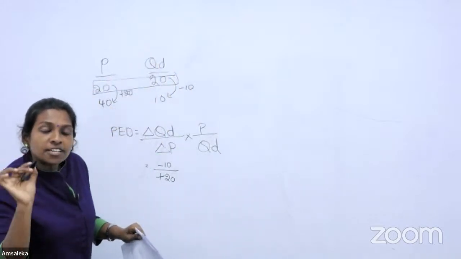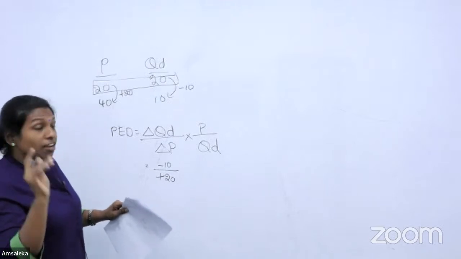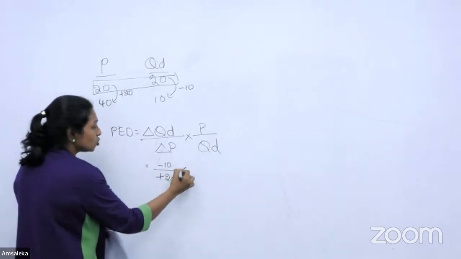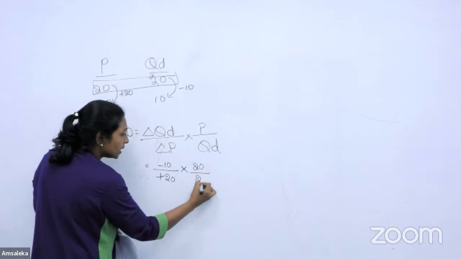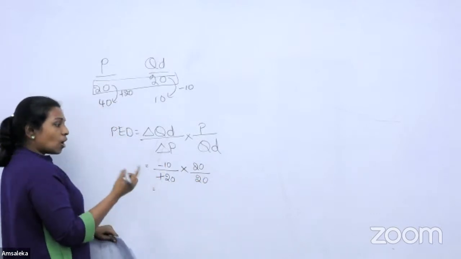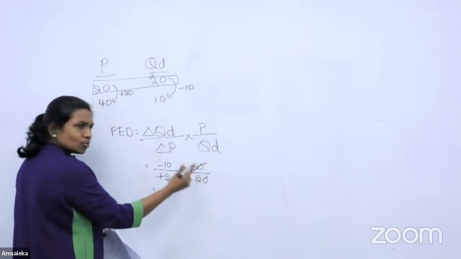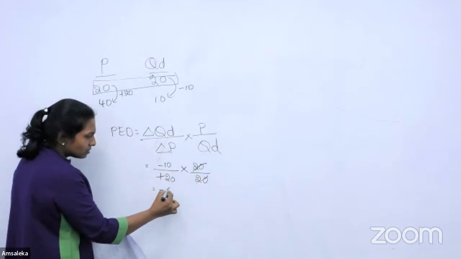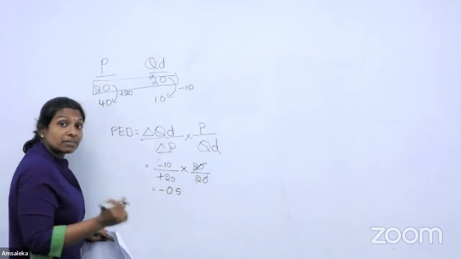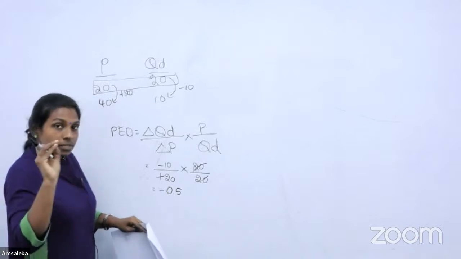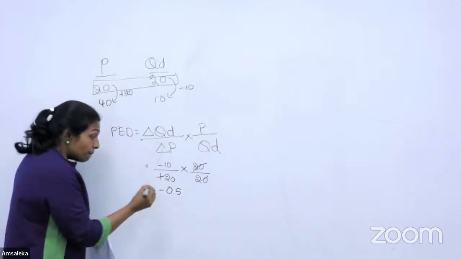Kindly select the first price and QD. Okay, the first price is 20 and its QD is 20. Now what can you do? You can simplify it. The answer is what, dear? Minus 0.5.